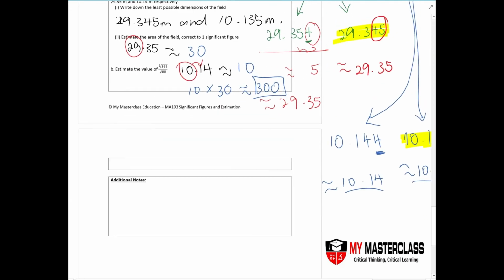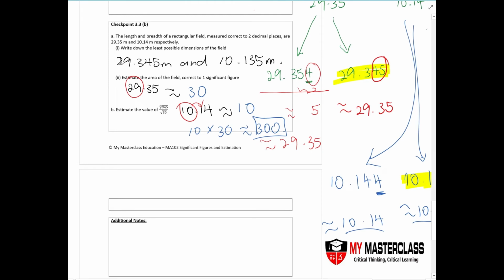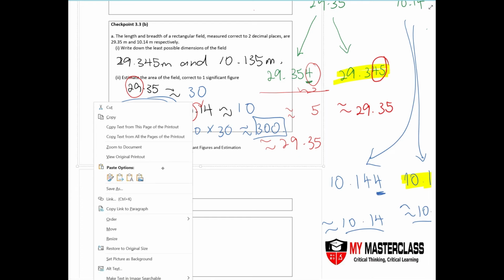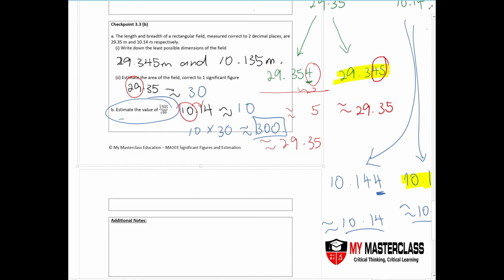Now let's take a look at part B. They're asking you to estimate the value of cube root 345 divided by square root 80. Now commonly, what do you need to know? Do not press your calculator. This is a common mistake that students always make. Please don't do that. You estimate and then you'll be able to find a very clear answer.